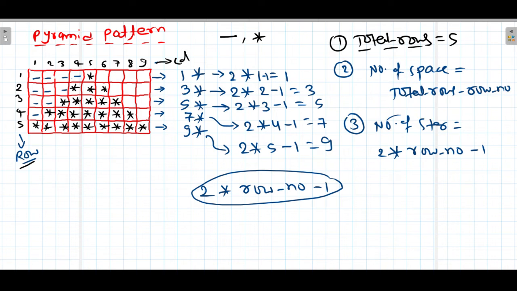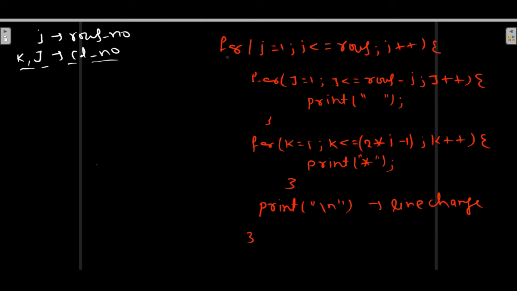I hope you understood these things. These are the 3 observations from this pattern. Now we will convert it into pseudocode, and then we will write the code in Sublime Text. So let us see this.